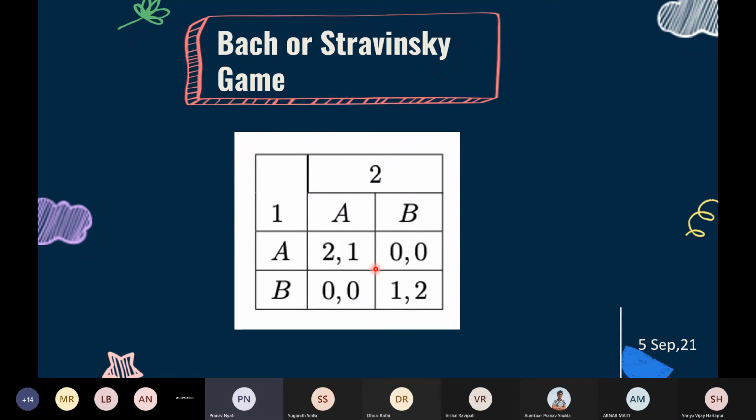So, like in this case, the strategy set for each of the two players is the same, but the utility corresponding to the strategy set is different, right? Yeah, exactly. Exactly.